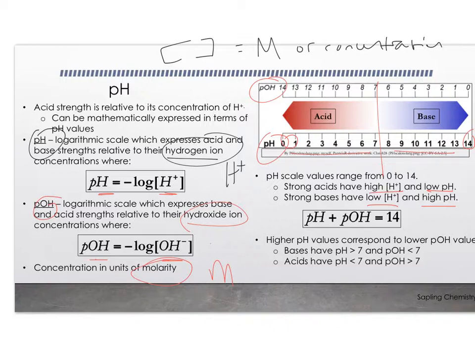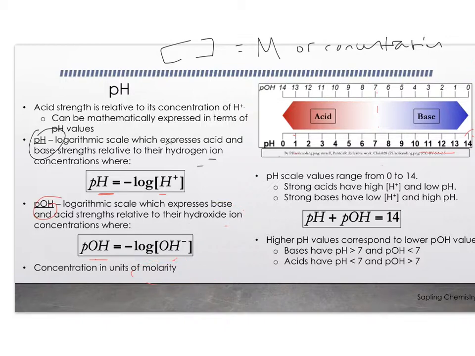The pOH is based on the hydroxide concentration, so acids would have very low hydroxide, hence a very high pOH range, and then the bases are going to have a very high hydroxide concentration, so they're going to have a low pOH. But we always need to refer to the pH scale because we can relate pH and pOH through the following equation on the bottom, where pH plus pOH is equal to 14.